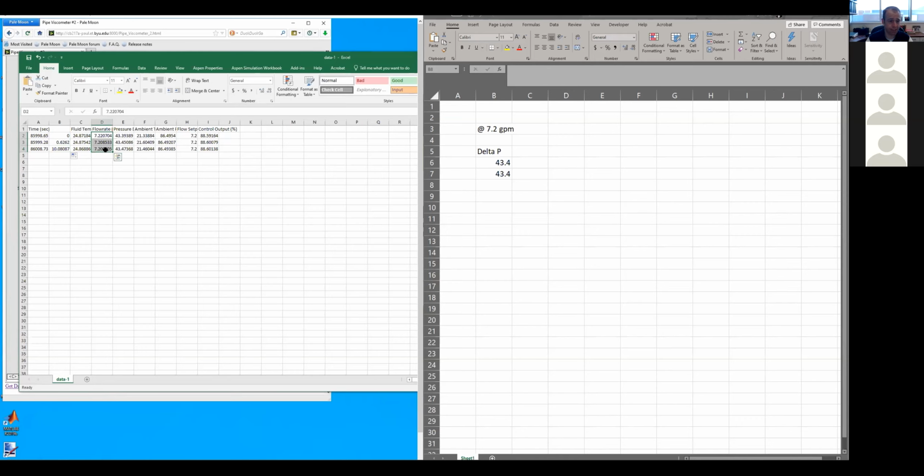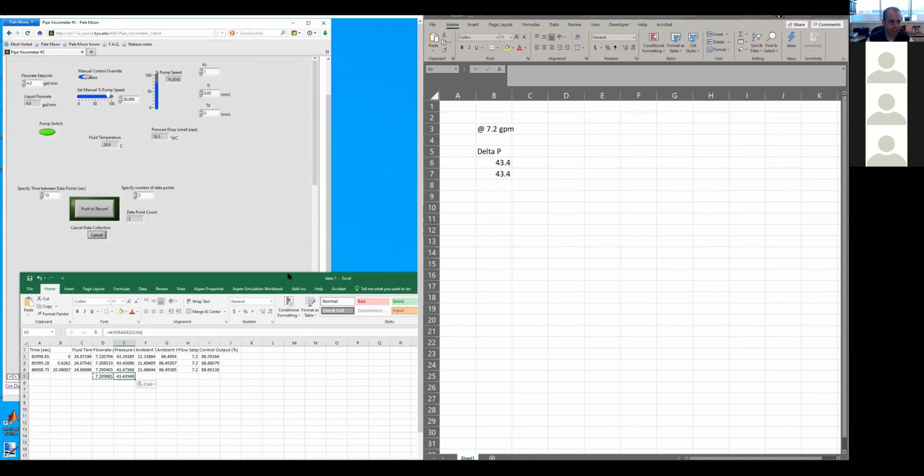So if I was going to actually use these data, there's 2 things I could do. For this experimental run, I could either pick one of these points and use it because any of them are just as valid, or I could just average these and say this is 1 point. So I'm going to say for this run, my flow rate was 7.21 gallons per minute, and then my pressure drop was 43.44. Does that make sense?